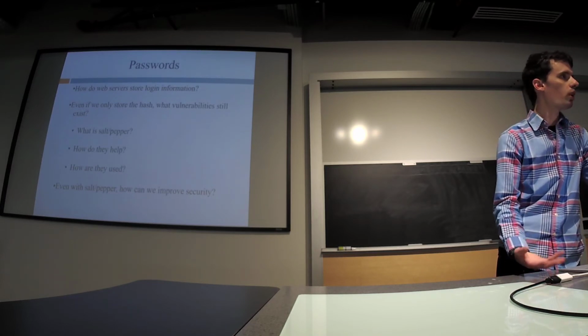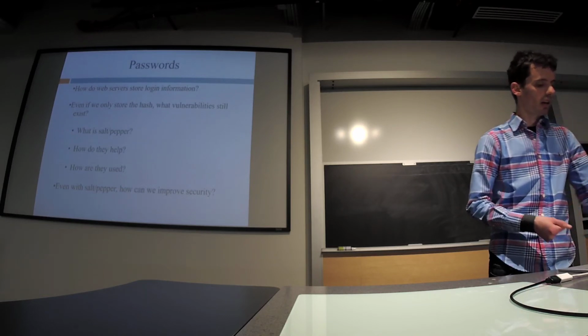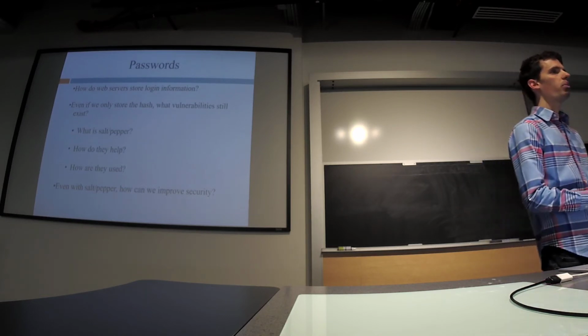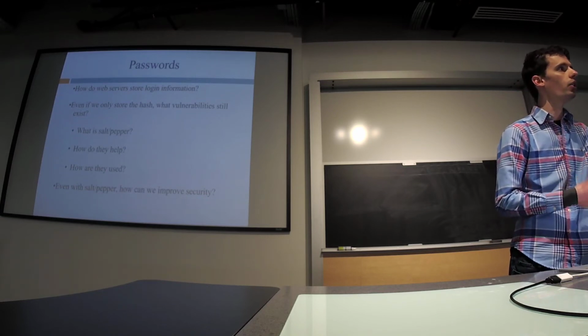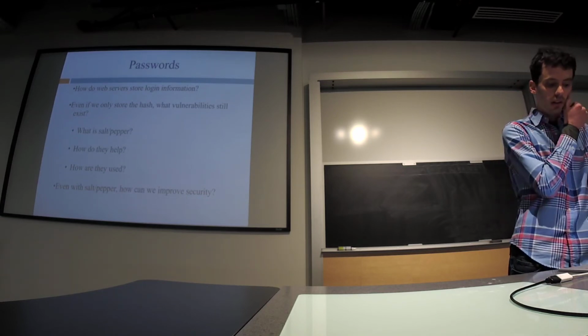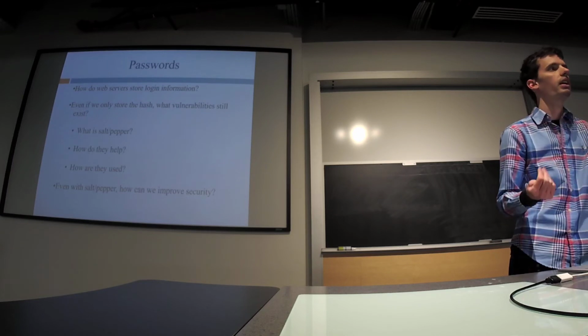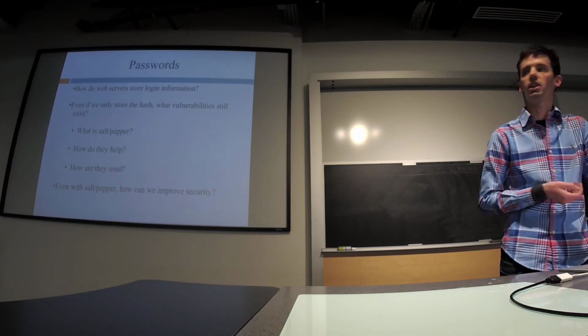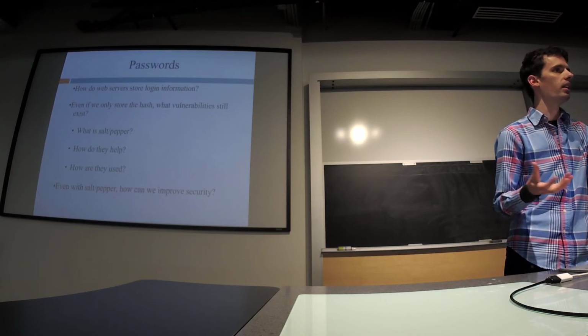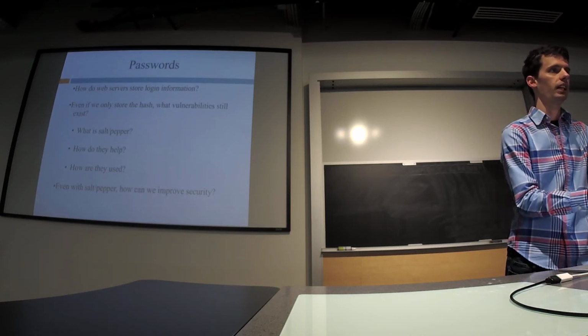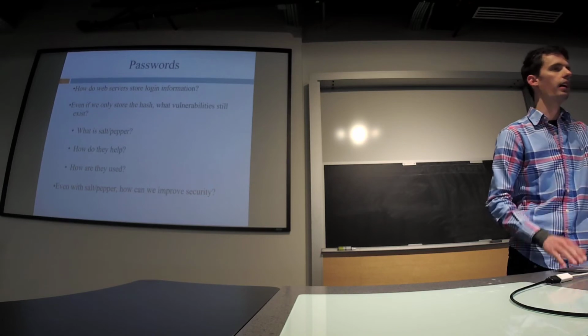Salt, pepper, what are they? How are they used? Even with salt and pepper, what vulnerabilities still exist, and how can you protect against them? So as an example, two-factor authentication is another protection you can do. Or like, what is the minimum complexity of a password that you allow? Like, don't let them do a single character password.